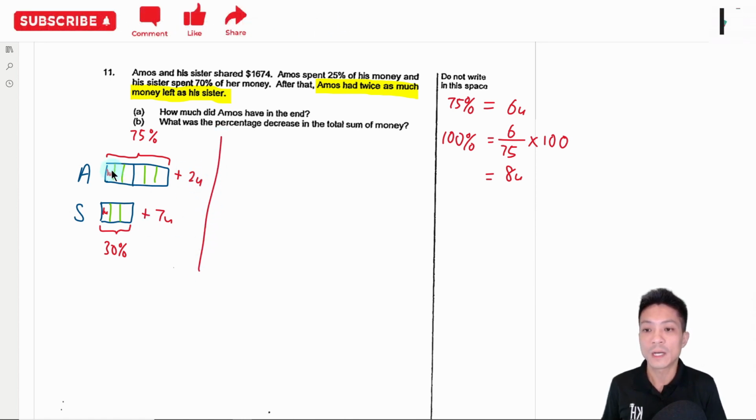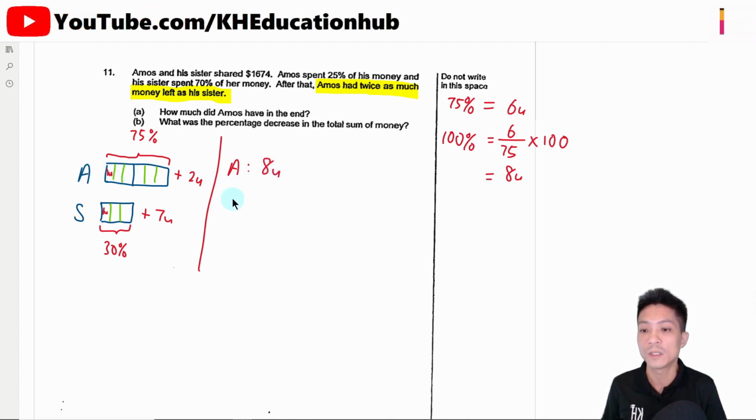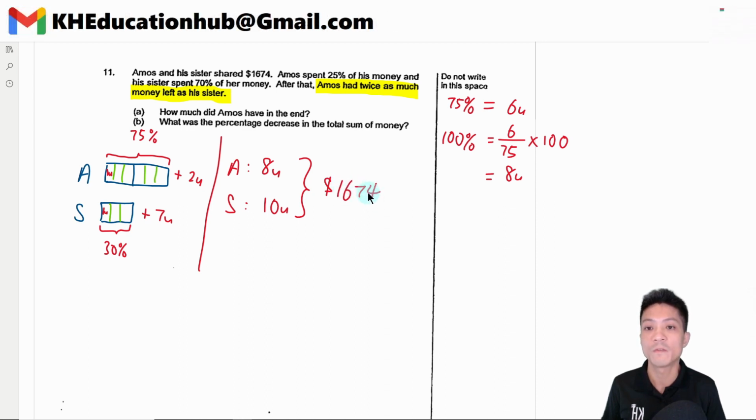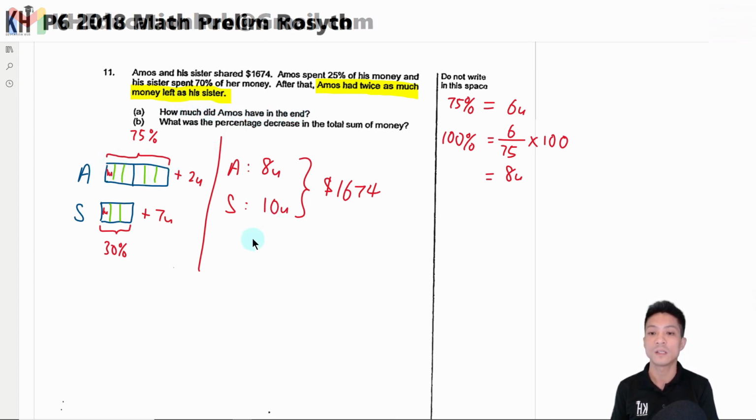So once you have a good idea of what's going on in the model, you should always convert it into the unit form. Okay, so Amos will have 8 units at the beginning, and the sister will have 10 units. Altogether, it is $1,674. Okay, so the question is asking how much Amos has in the end. In the end, he's got 6 units, right? So let's work it out.